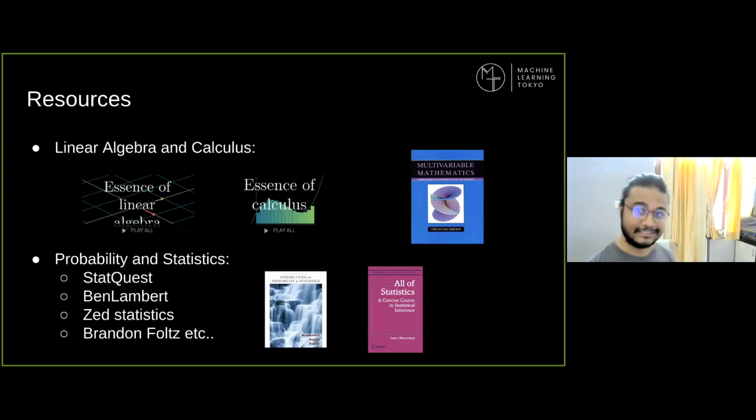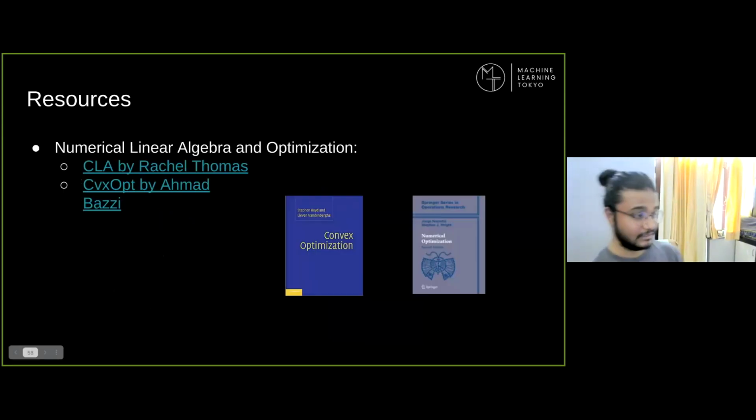Another book that I truly love is by Theodore Shifrin, and it goes all the way from calculus to manifolds, which is quite interesting. For probability and statistics, the one that I quite love is by Mendenhall and Beaver. There's also a book that a lot of people recommend, All of Statistics by Larry Wasserman. I'm sure you've heard of it. There are a lot of YouTube channels that go over the same material, and some of them I listed here.